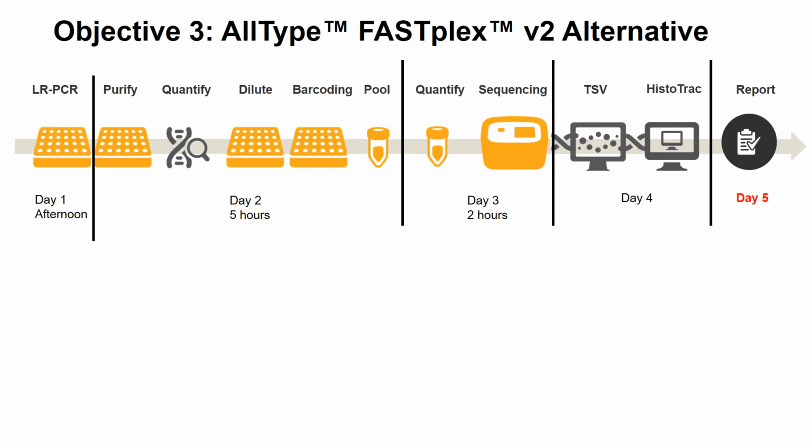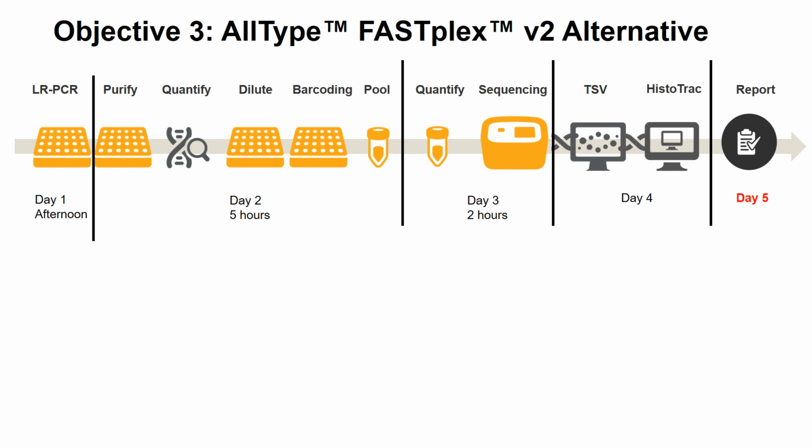And finally comes objective 3 of this presentation, which is validating the alternative protocol for FASTplex version 2. And I would like to share with you the timeline or the protocol that we use in our lab. This is our lab protocol, and it's not what One Lambda recommended.